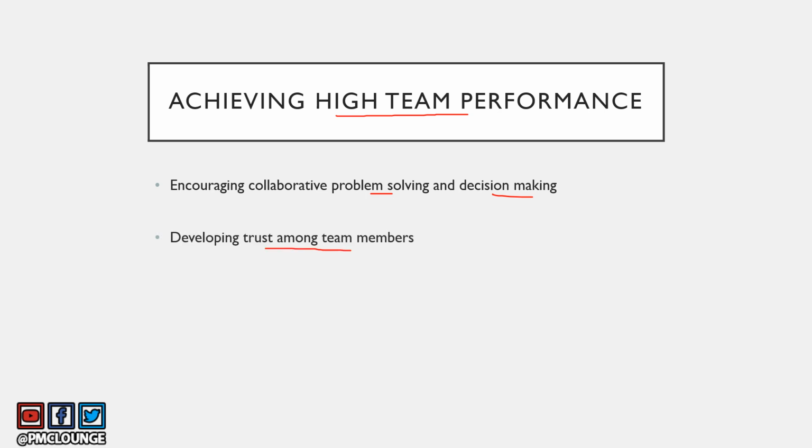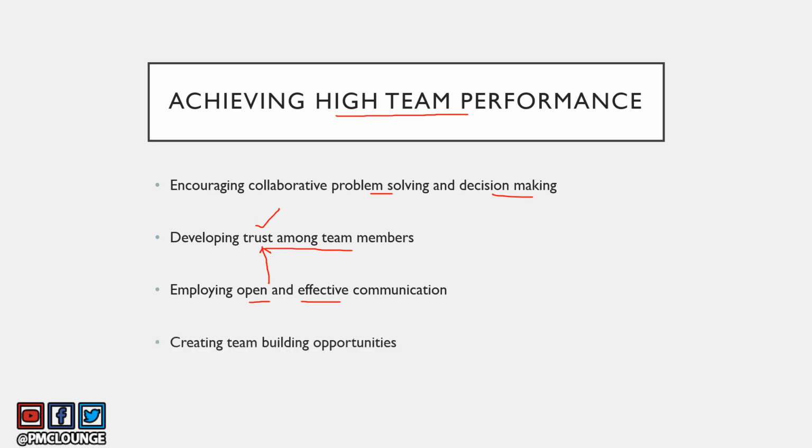Developing trust among team members, like I talked about in the previous slide as well, right? Team members come from different backgrounds and you need to make sure that you develop trust among them. Employing open and effective communication, very, very important and connected to the trust factor here as well. When you're open, when you have effective communication, it develops a feeling of trust for sure in the team. Creating team building opportunities, definitely look out for team building opportunities and be quick to jump on any of the opportunity that you find. And finally, managing conflicts in a constructive manner.